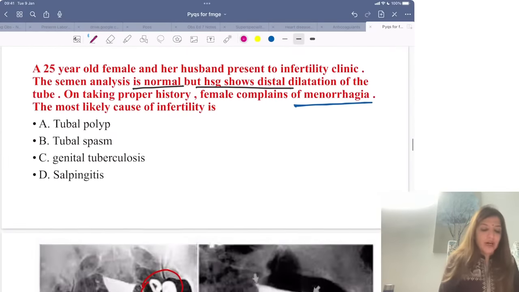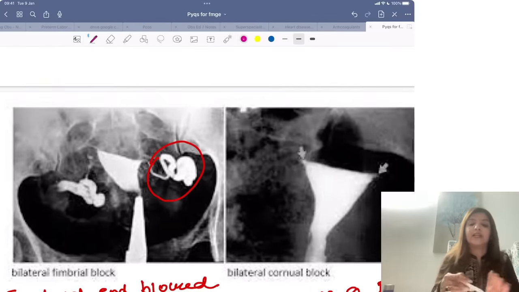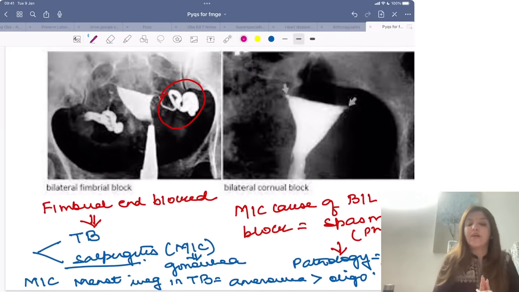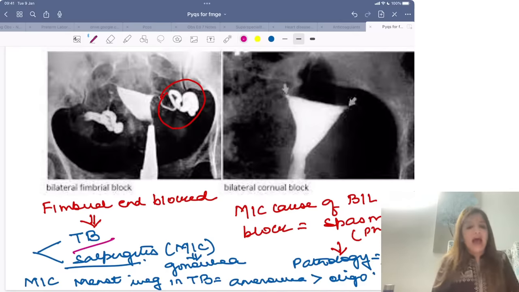Right? Next question. A 25-year-old female and her husband present to infertility clinic. Semen analysis is normal, but HSG shows distal dilatation of the tube. On taking proper history, female complains of menorrhagia. The most likely cause of infertility is. Now, this is how distal dilatation appears. Right? Now remember that distal dilatation agar hame mil raha hai, that means the fimbrial end of the tube is blocked and ye fimbrial end can be blocked in case of TB and in case of salpingitis. Which salpingitis? Gonorrhea. Right? So gonorrhea ki wajah se hamko distal end ka blockage mil sakta hai.